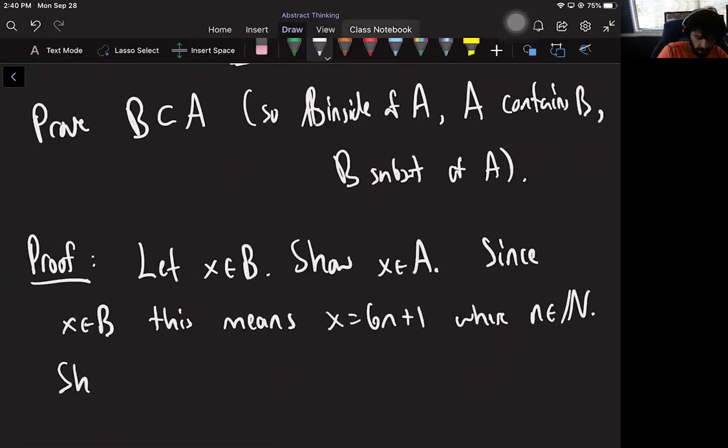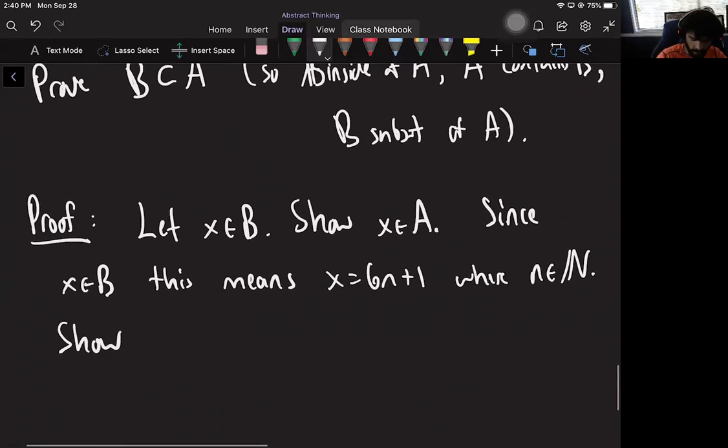And since I want to show that x is in A, what that really means is that I have to show that x looks like 3n plus 1 for some n, but I already used the letter n, and it doesn't have to be that. And in fact, it shouldn't be now that I've already used it. So I'm going to call it 3m plus 1.